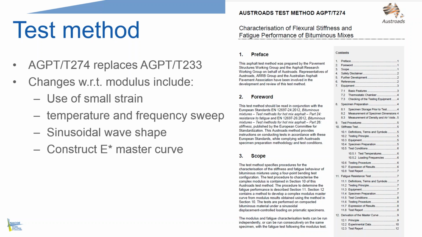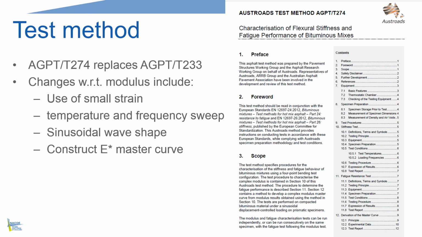The reality is that with strain levels like that, when you're doing it as part of a fatigue test, you're already introducing damage to the sample, and you really should be testing for modulus in a space where you're not doing damage to the material. So that's why we moved to small strain.